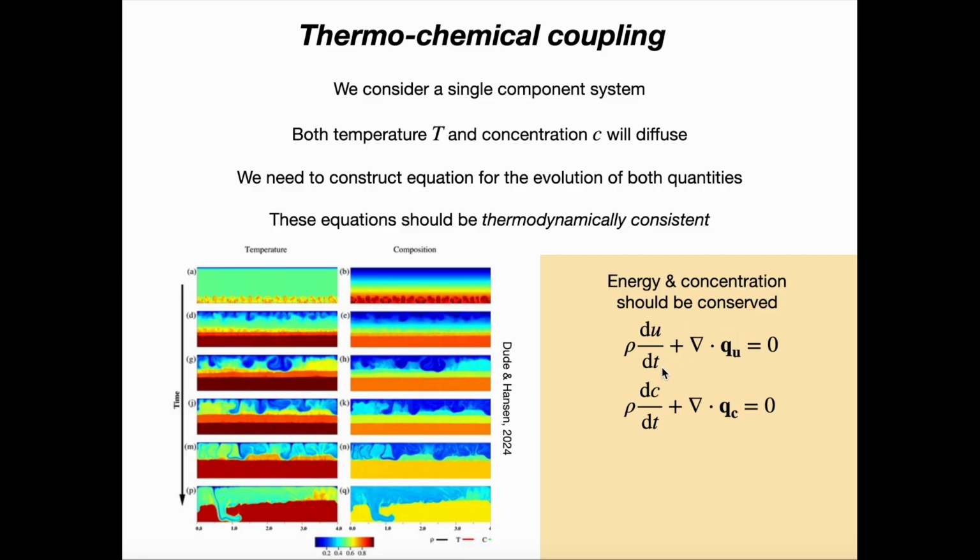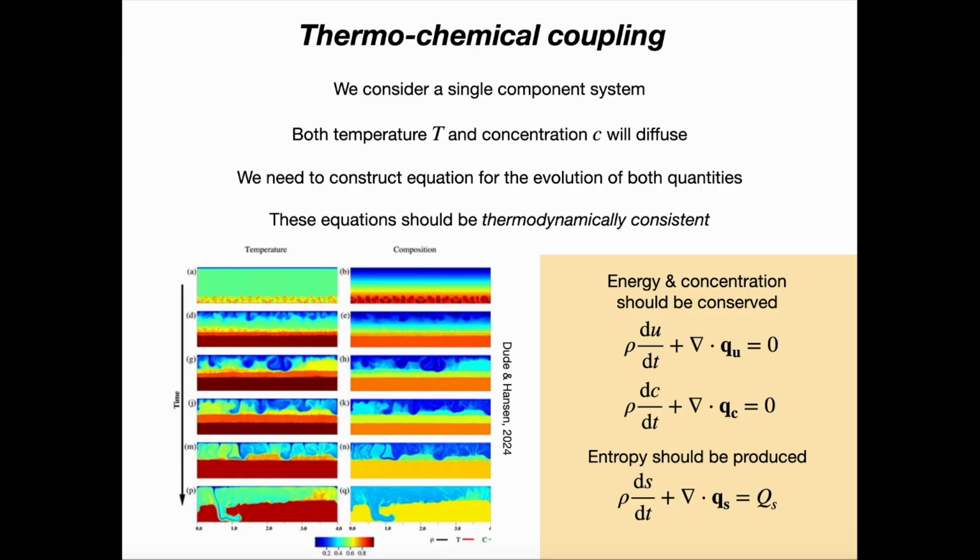We have the first equation here, and now since we have a composition or concentration field, we are going to have a conservation of the concentration also. You can see the structure of the equation is basically similar, just U is substituted by C.